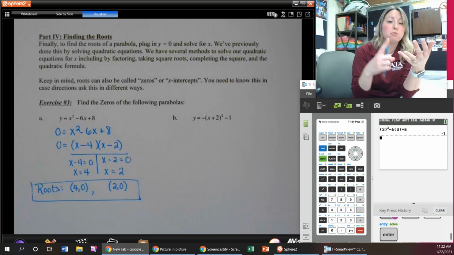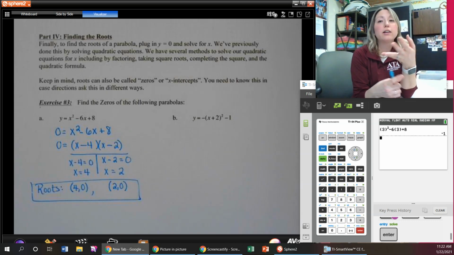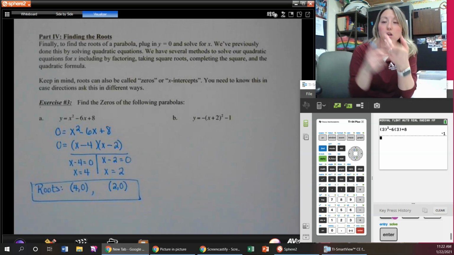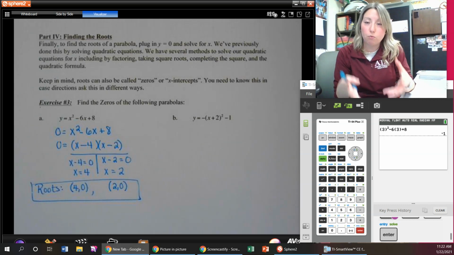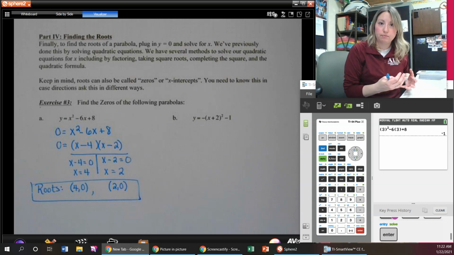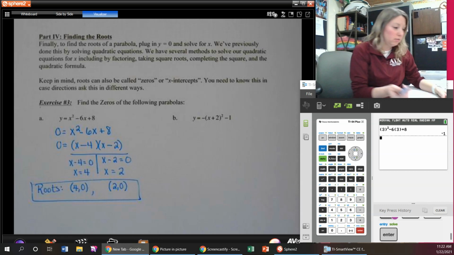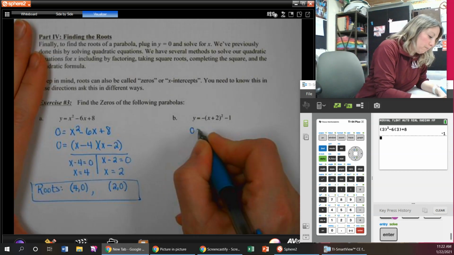You know its axis of symmetry. You know its vertex. You know if it's smiley face or frowny face. And you know where its roots are. So you've got a good sketch going of what that parabola looks like. Same with over here. Okay? It's still going to be a 0 here.